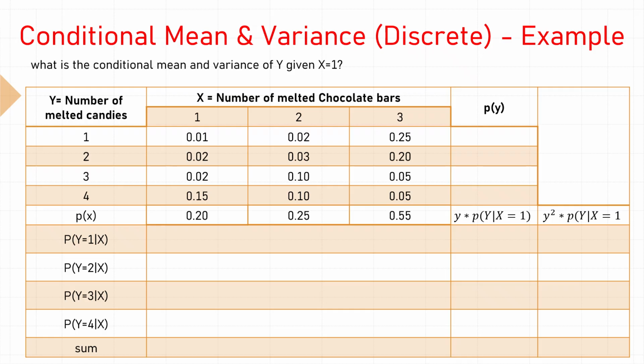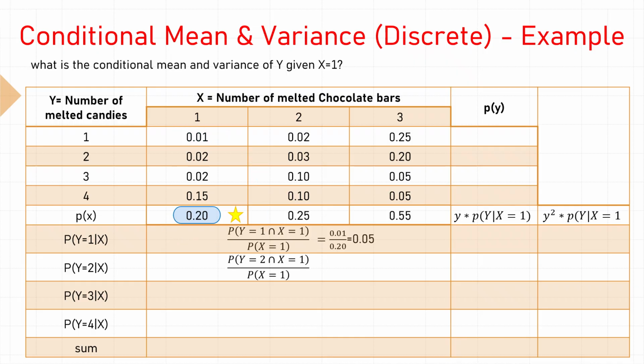As the question is asking for the conditional mean and variance of y given that x equals 1, the denominator in our conditional probability formula is always the marginal mass probability of x being 1. For the numerator, we need to update it in each row based on the value of y. The conditional mass probability of y being 1 given x is 1 is the ratio of 0.01 and 0.2, where 0.01 is the joint probability of observing 1 and 1, and 0.2 is the marginal mass probability of x being 1.